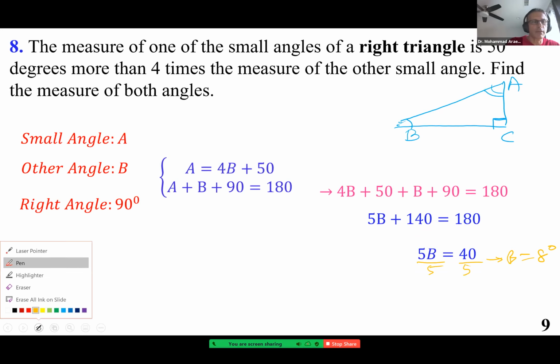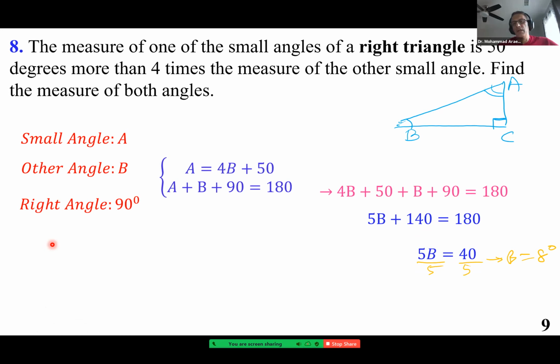Degrees. If it's 8 degrees, what is A? A is 4 times that, which is 32, plus 50, which makes it 82. Notice also they do add up to 90, because with this they must add up to 180. So always check with the next or the second equation in this case. Check and recheck.